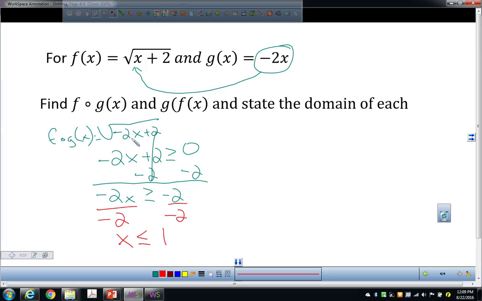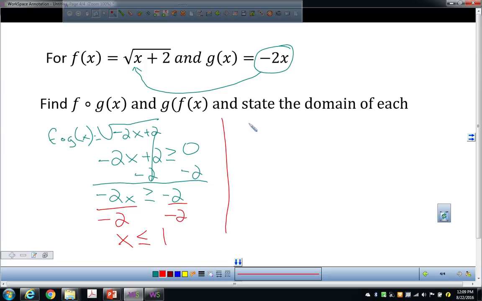So if I plug in 0 into here, do I get a positive number that I can take the square root of, right? See, if I took something that was bigger than 1, what's bigger than 1? 2, right? Negative 2 times 2 gives you negative 4. I'd be trying to take the square root of a negative number. See? Okay, so that doesn't work. So that's f of g.